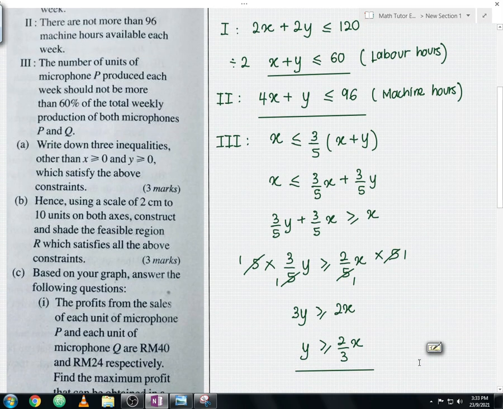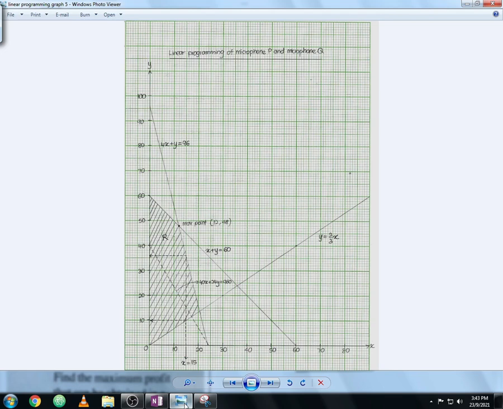From here, let us proceed our discussion for the question part B. For part B, we are required to plot and shade the feasible region R which satisfies all the above constraints. By the way, I've already completed the graph and shaded the region for you. So let me show you the completed linear programming graph now. Please wait for a moment. Okay, so this is the completed linear programming graph.